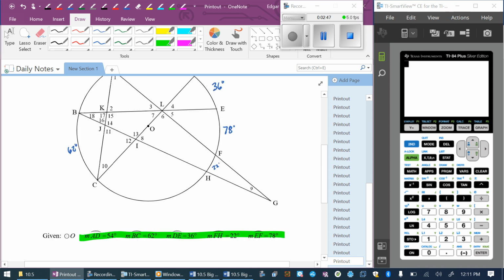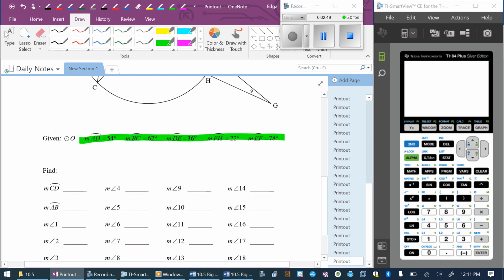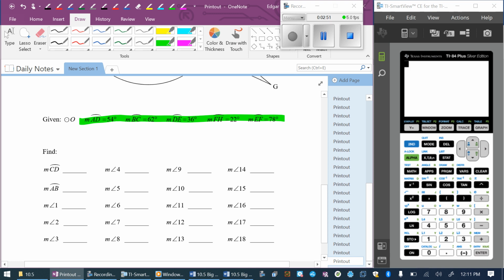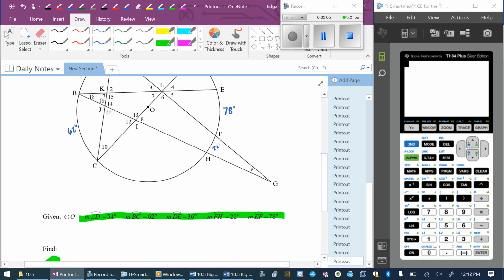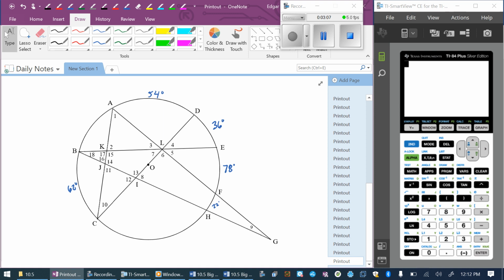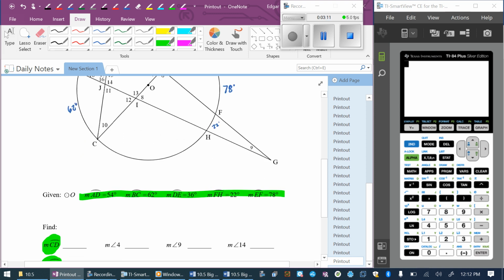So here it is. You do not have to go in this order, guys. Absolutely do not have to. However, I actually do like the fact that they went and found all the measures of the arcs first before even starting to find any of these other measures of angles. So I actually like that, guys. Let's go ahead and find the missing arc measures.